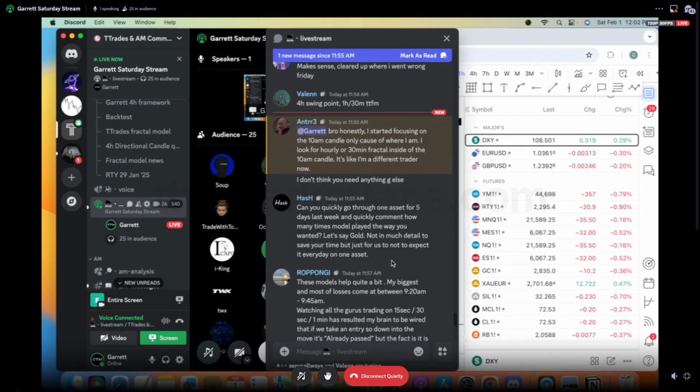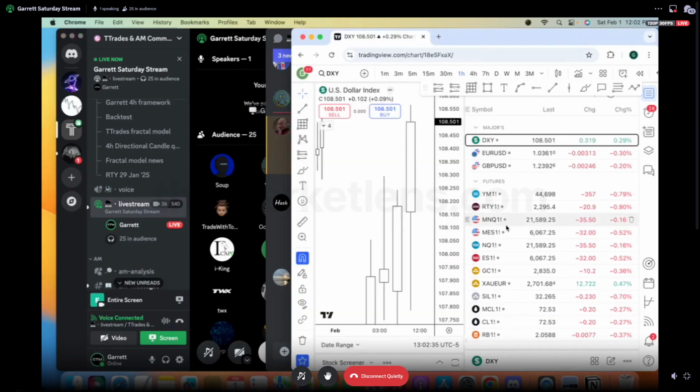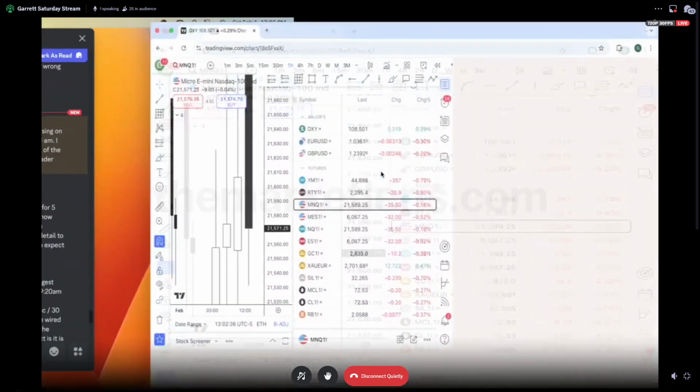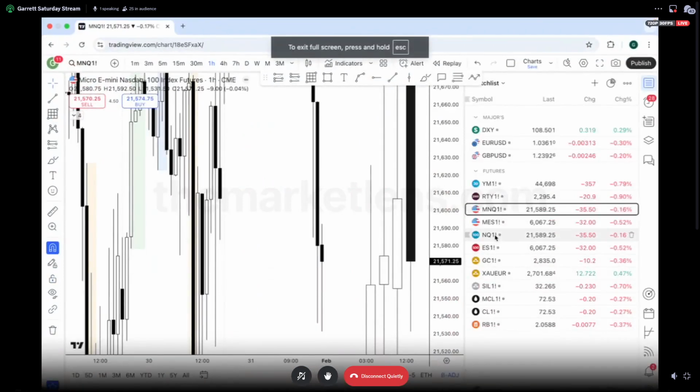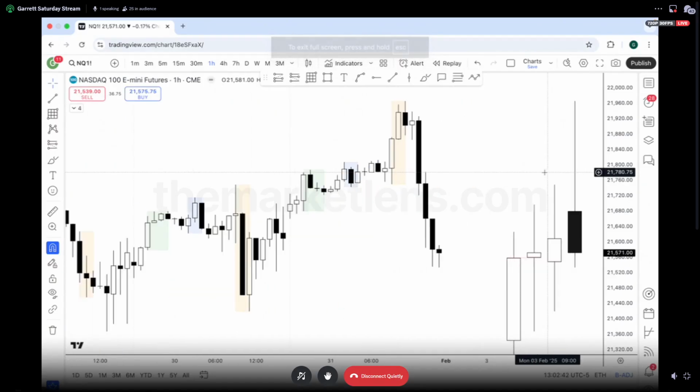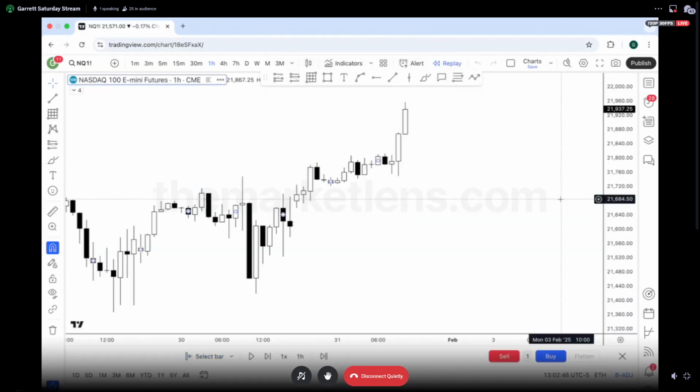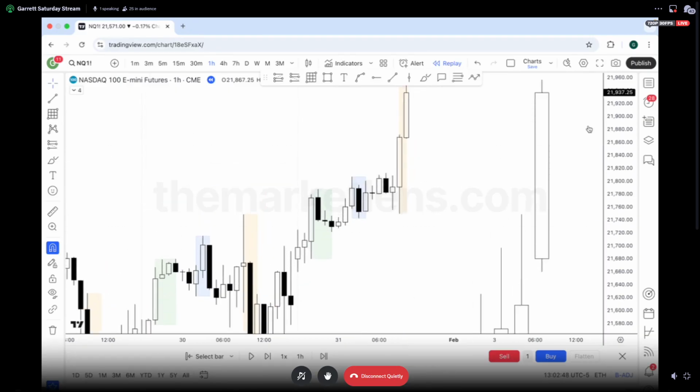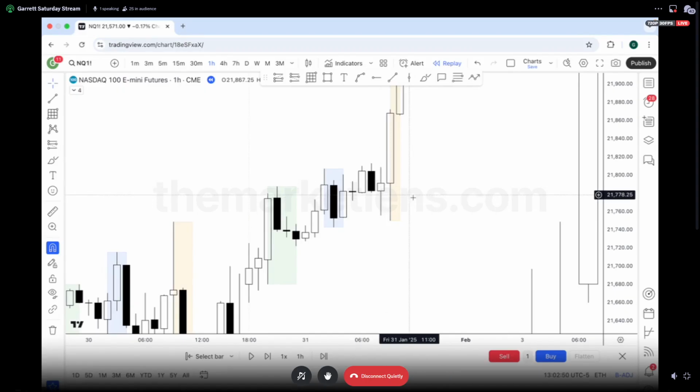You could go through one asset for 5 days last week and quickly comment how many models played out the way you wanted. Let's say gold. I pretty much did gold, there's like 3 days. But I'll do NQ or something. I did take NQ this week, some models. So just going off of here, there is a model that played out here, by the way, but it just wasn't clean enough for me.